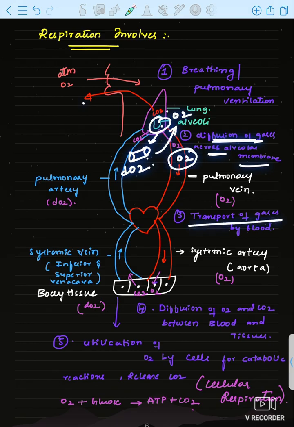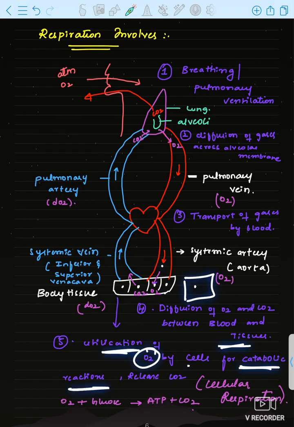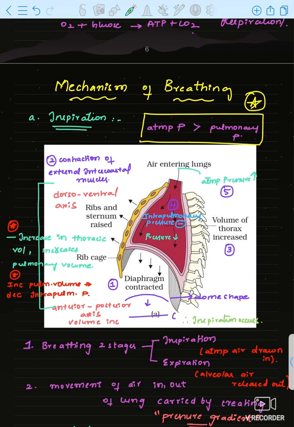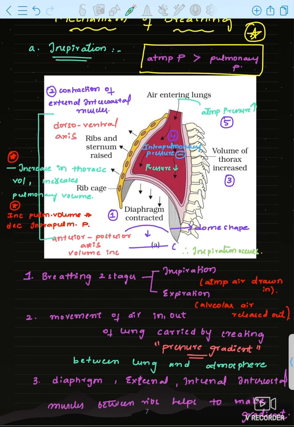Now transport of gases by the blood. And again here one more diffusion process: diffusion of O2 and CO2 between the blood and tissues. And in the tissues, the catabolic process will occur: utilization of O2 by the cells and release of CO2. This is called cellular respiration. This is the respiration process. So now we will enter into the main thing, that is the mechanism of breathing. Actually it is a very easy topic. You just have to understand it.